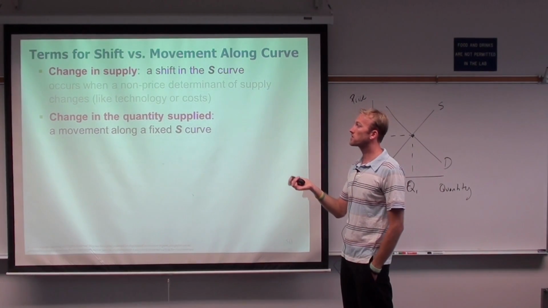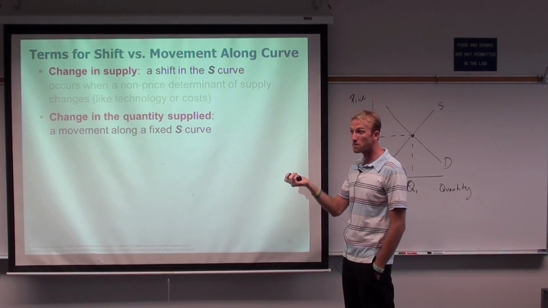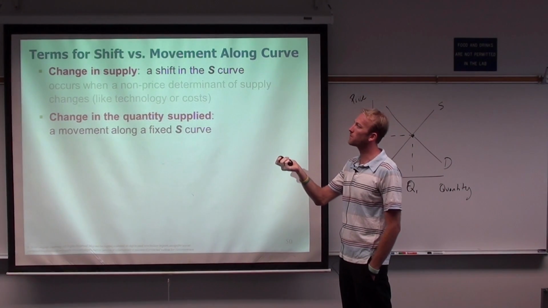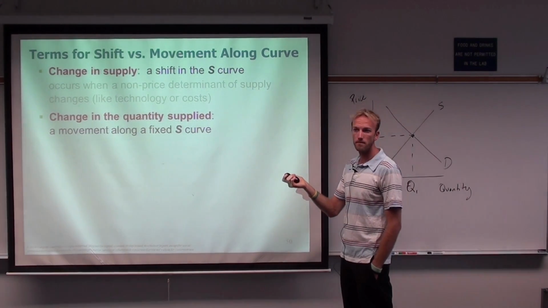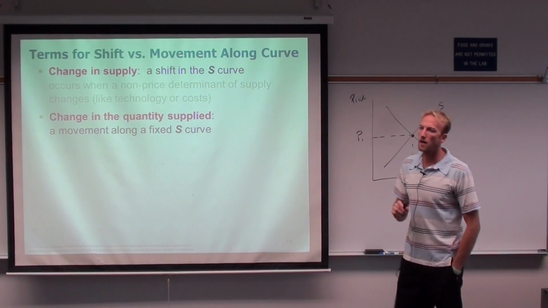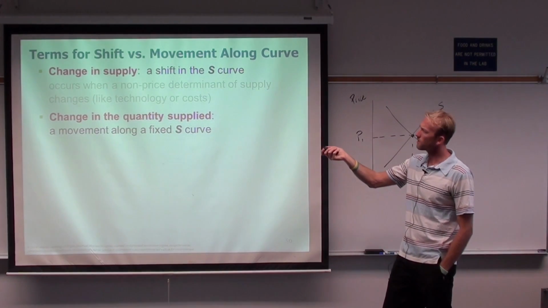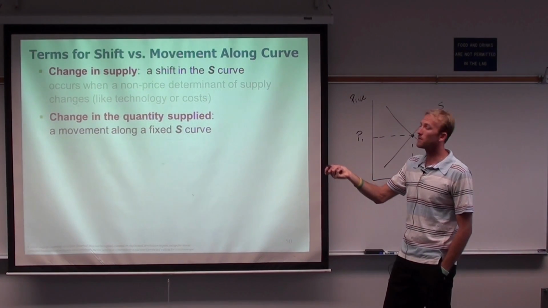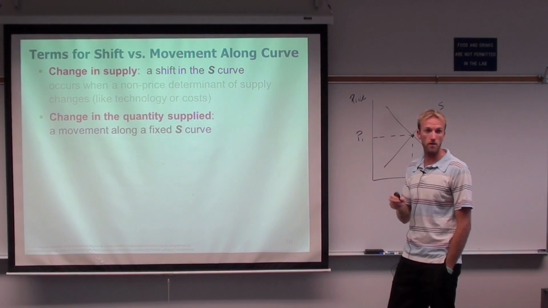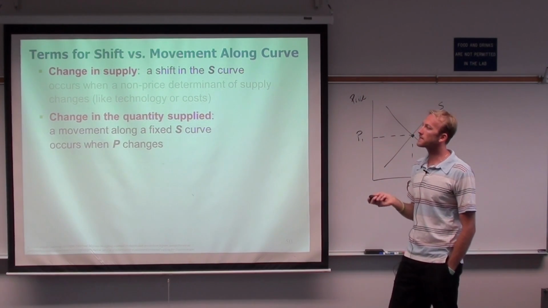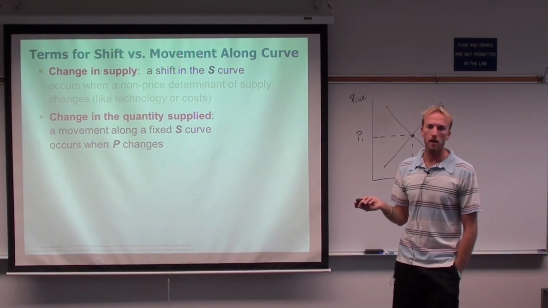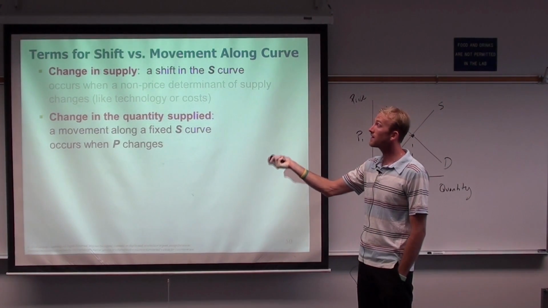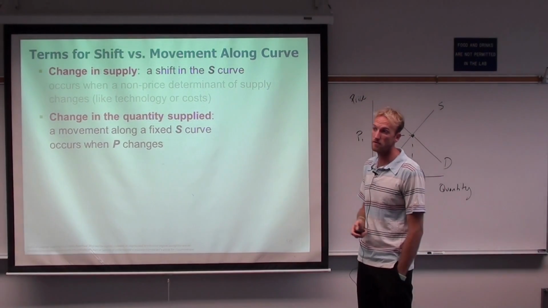And if I am just sliding along the same supply curve, I call that a change in the quantity supplied. So you see the difference between supply and quantity supplied? I've highlighted this slightly already in the previous lecture. Notice the difference between supply, meaning the whole curve changing, and quantity supplied, meaning just sliding along the curve. This occurs when the price changes. So if it's a non-price thing, it's a change in supply. If it's a price thing, it's a change in the quantity supplied, and I just slide along the curve.